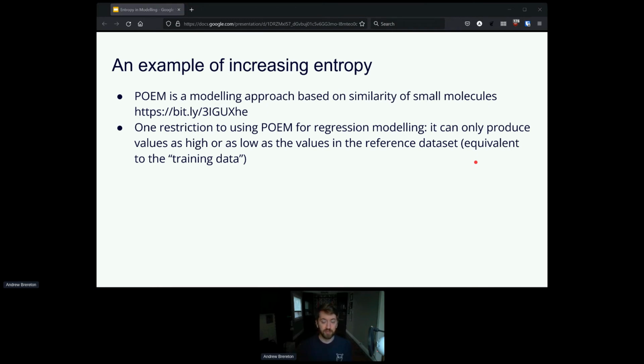So what do I mean by that? Well, if you had a data set of 3 molecules, and it was a data set of solubility, and you're now predicting new molecules, the highest number that this POEM model could produce would literally be the equivalent of the highest number that was in the reference data or the training data.